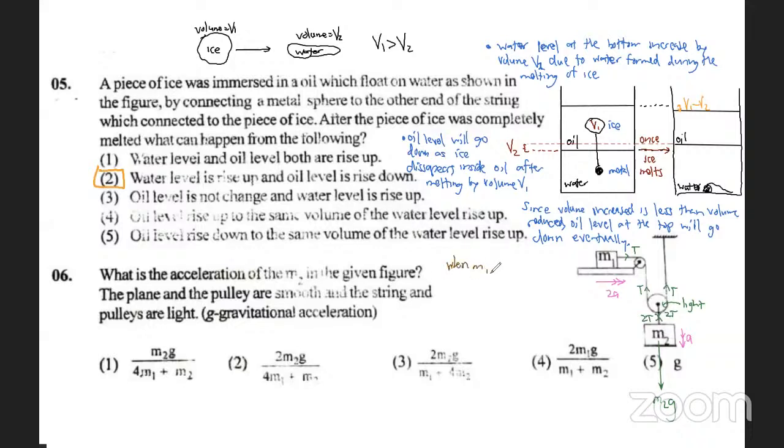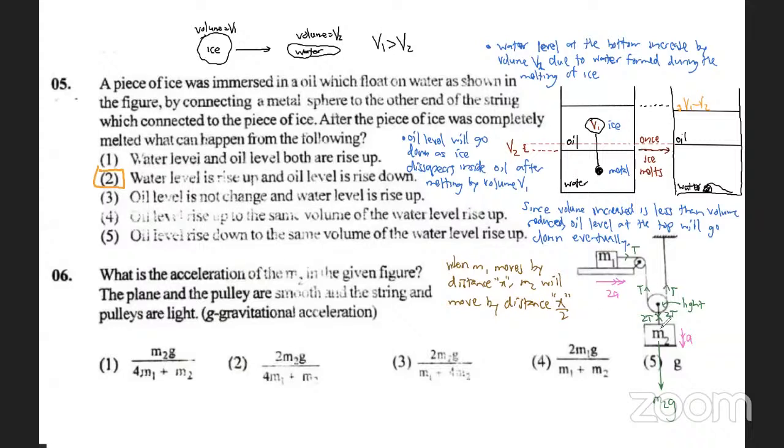When M1 moves by distance x, M2 will move by distance x by 2. Therefore, I think they are asking for the acceleration of M2, right? What is the acceleration of M2? So I have taken that as A. If I take this as A, it should be 2A.